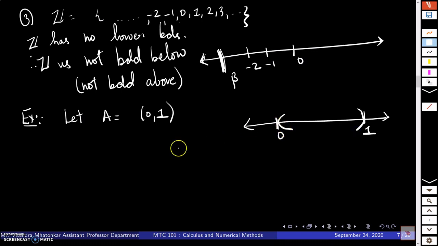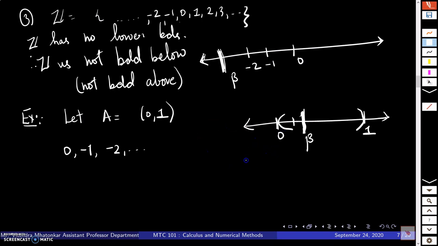So 0 is a lower bound, -1 is a lower bound, -2 is a lower bound. All the negative numbers, all the numbers which are less than 0, are lower bounds. Now my question is, which is the greatest lower bound that you can have here? Can there be a lower bound which is bigger than 0? If so, then it will be somewhere here. And this number here which I'm marking cannot be a lower bound because there will be points here which will be less than beta. So beta will not be a lower bound, right? So I can see that 0 is the greatest lower bound out of all the lower bounds that exist for this particular set.